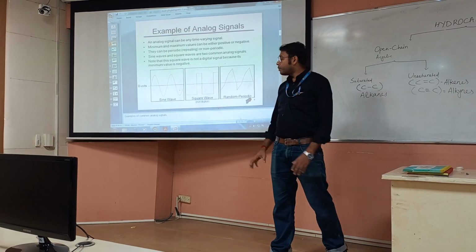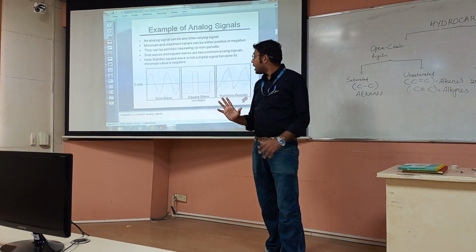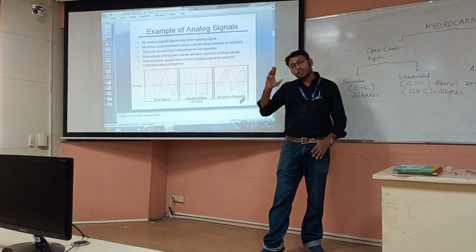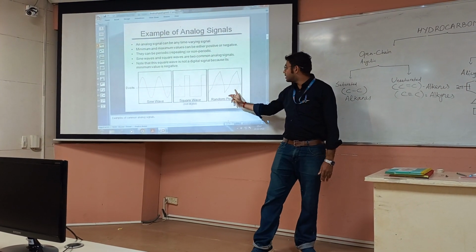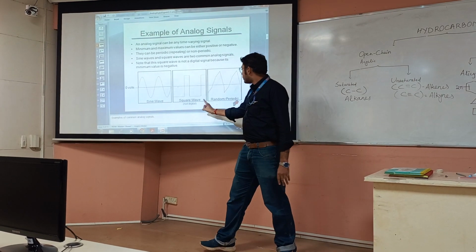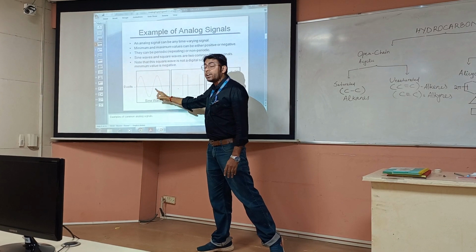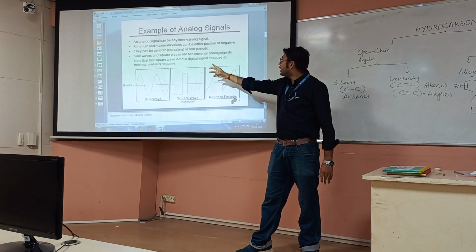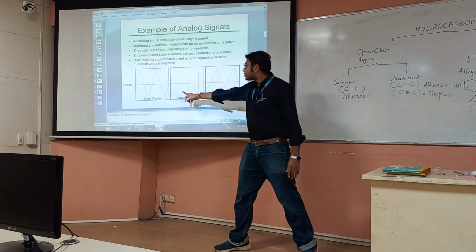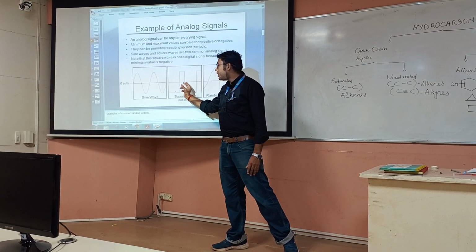Now if you talk about analog signals, as I mentioned, they provide a continuous range of values. If you look at the graph of analog signals, this is the continuous range of values. It provides the range in the form of sinusoidal waves. All of you see, this is the sine wave. It can be any time varying signal, which varies with the time period.